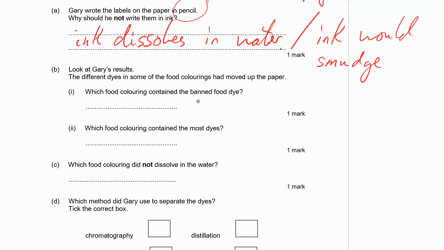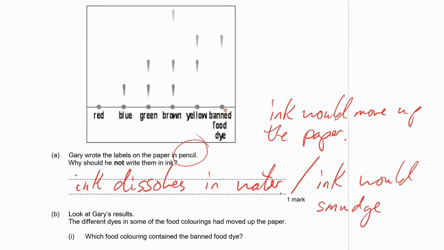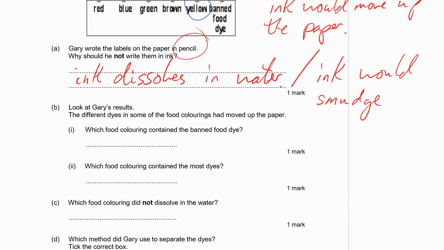Which food colouring contained the banned food dye? So if we look at the banned food dye, that's this one. You then had to look across as to which ones contained it. So this one is the only one which contains the same as the banned food dye. Look back down and your answer is yellow.